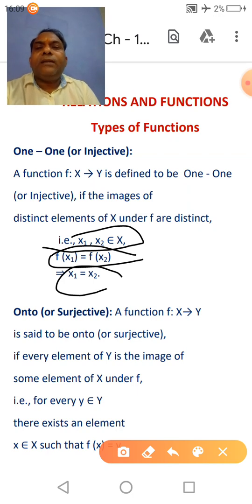I repeat again, a function f from X to Y is defined to be 1-1 or injective if x1, x2 belonging to X, f(x1) is equal to f(x2), implies that x1 is equal to x2. It means if we put f(x1) equal to f(x2), then we get x1 equal to x2. Clear?